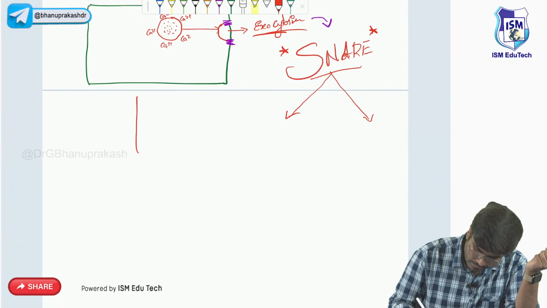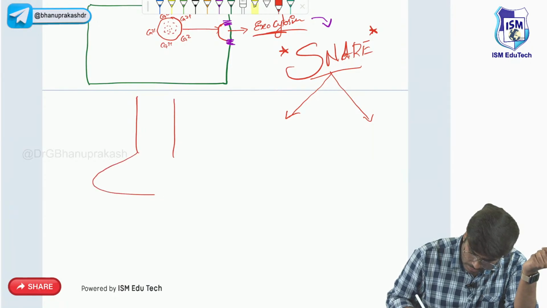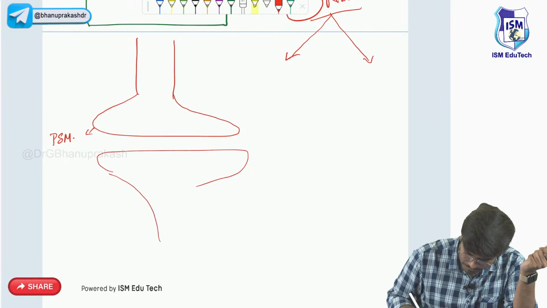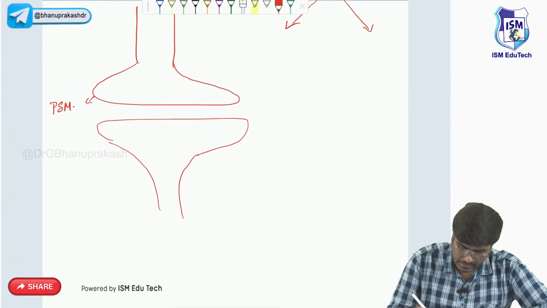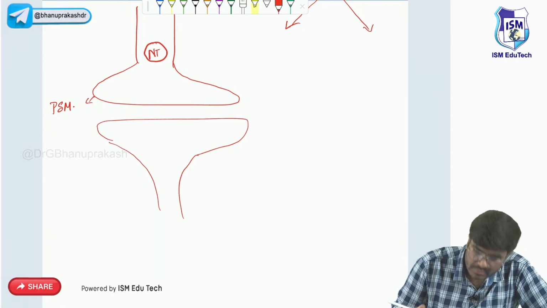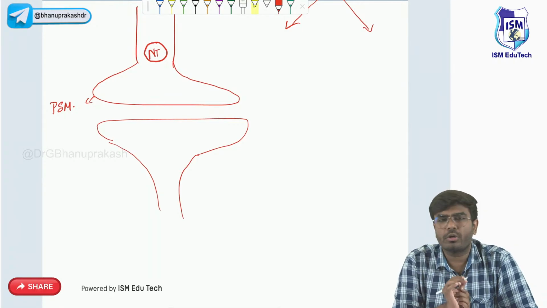See, this is the axon. This is a nerve terminal. This is the presynaptic membrane. Here is the postsynaptic membrane. Now my question, see, here is a vesicle. What is present inside the vesicle? Neurotransmitter is there.